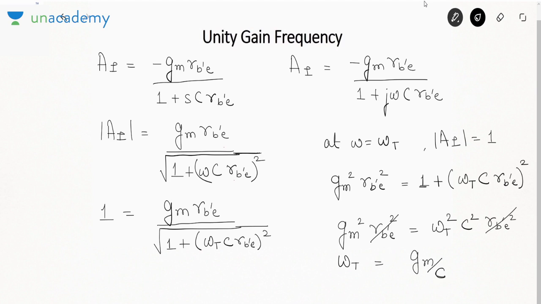Now this C is nothing but CD plus CT, that is diffusion plus transition capacitance. Remember, this formula is very important from the numerical point of view. You will see many questions based on this formula only. That is, it will ask you to find the unity gain frequency. It is simply GM by total capacitance, which is diffusion plus transition.